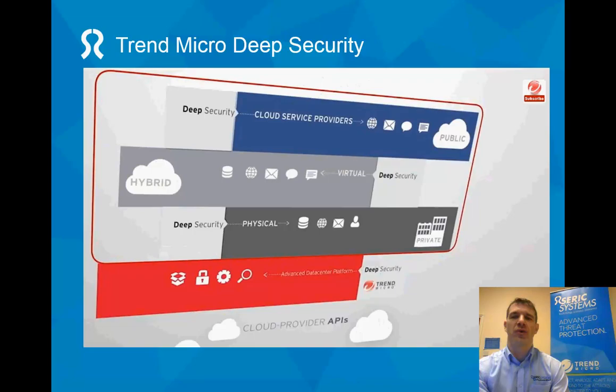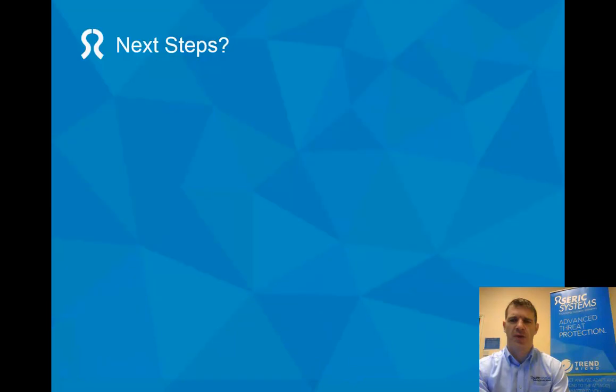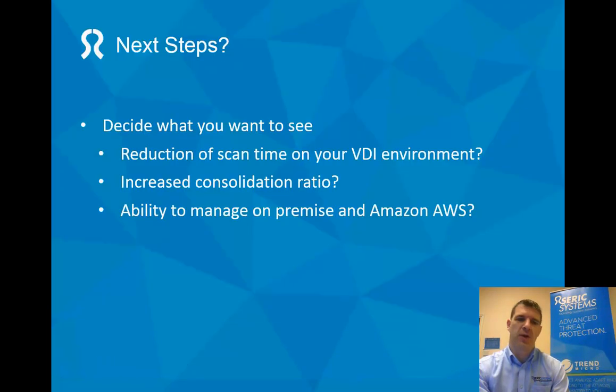So that was quite a whistle-stop tour. I could go ahead and show you some of the product, but you'll be able to find things on YouTube out there. And you know what, a GUI's a GUI. So next steps. This is what I recommend, that you decide what you want to see. What do you want from your security product? Now this could be a reduction of scan time, maybe in a VDI environment. Maybe you're looking for increased consolidation ratio. Maybe you're looking for the ability to manage on-premise and Amazon from the same place. So decide what it is that you're looking for, and then book a proof of concept with us.